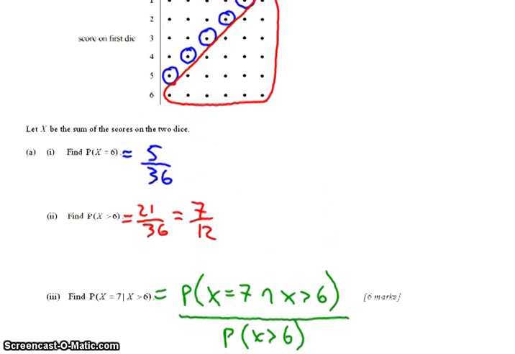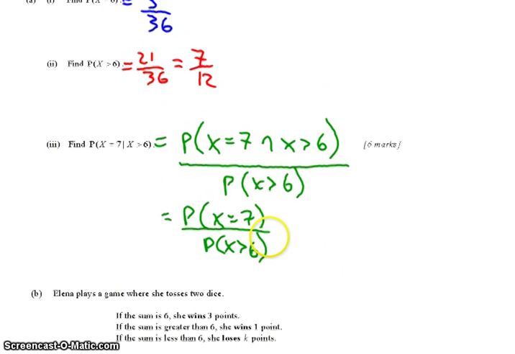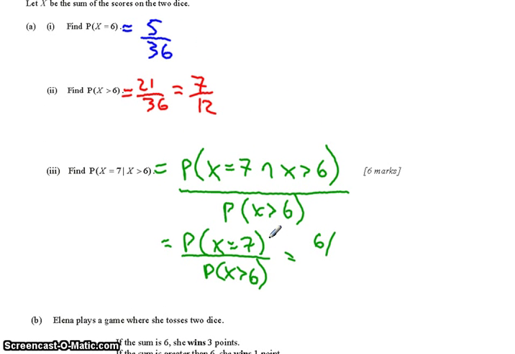Go back to our table. How many 7s are there? 1, 2, 3, 4, 5, 6. 6 over 36. And what's the probability of getting greater than 6? Well, that's what we had in our part 2 answer, and it was 21 over 36. Notice how I've gone back to the unsimplified version, because now we can just cancel out the 36's. We're left with 6 over 21, which is 2 over 7.